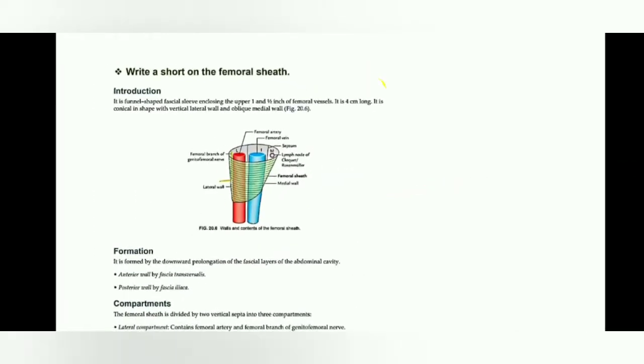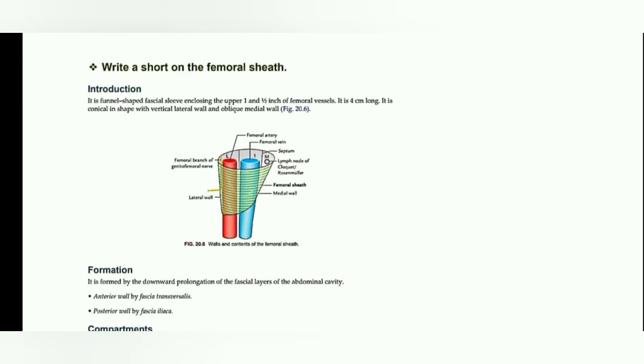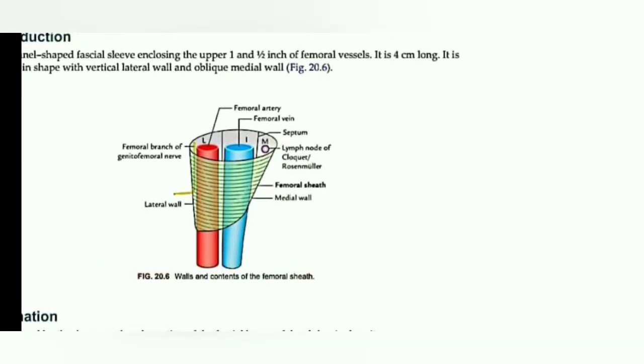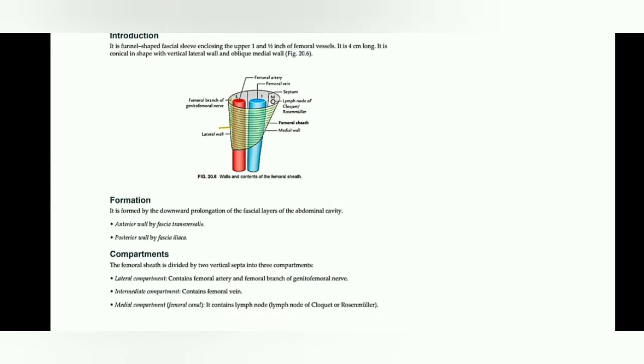Next question is to write a short note on the femoral sheath. So we'll write: it is a funnel-shaped fascial sleeve enclosing the upper 1.5 inch of the femoral vessels. It is 4 cm long. It is conical in shape with a vertical lateral wall and an oblique medial wall. We can see the vertical lateral wall and the oblique medial wall. Formation: the anterior wall by fascia transversalis, the posterior by fascia iliaca.